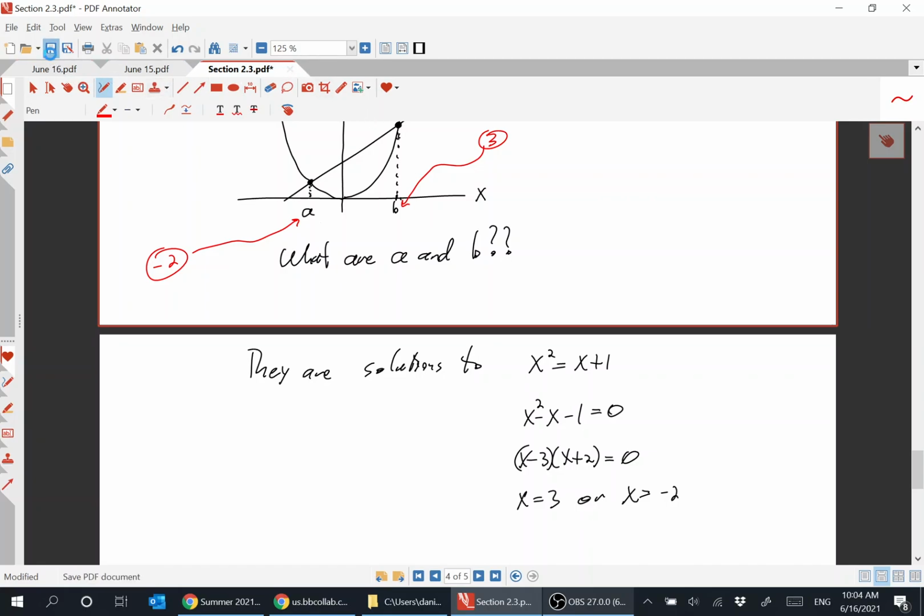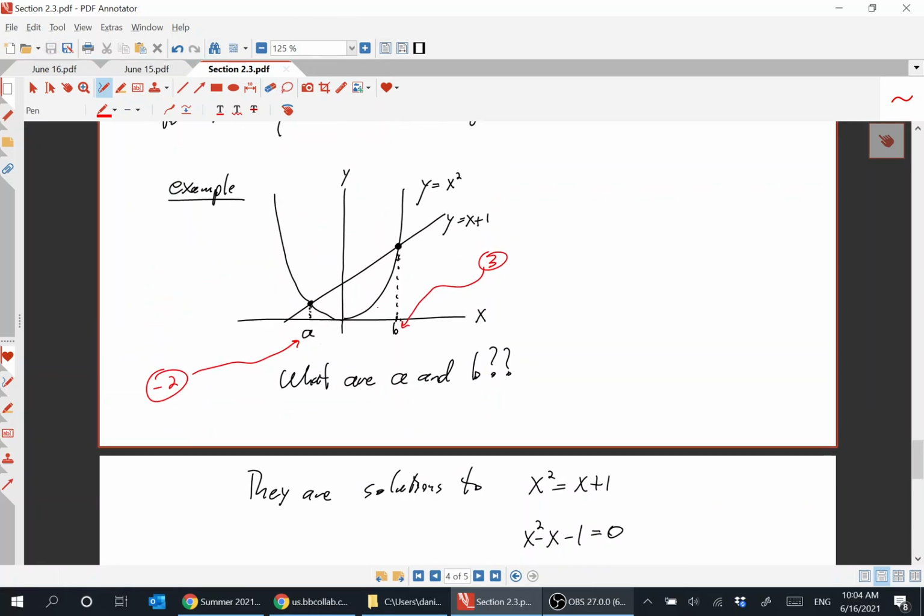So consequently, you can also get solutions to inequalities involving f and g, right? The points at which, say, g of x is greater than or equal to f of x are the intervals along which the function g is above the function f.